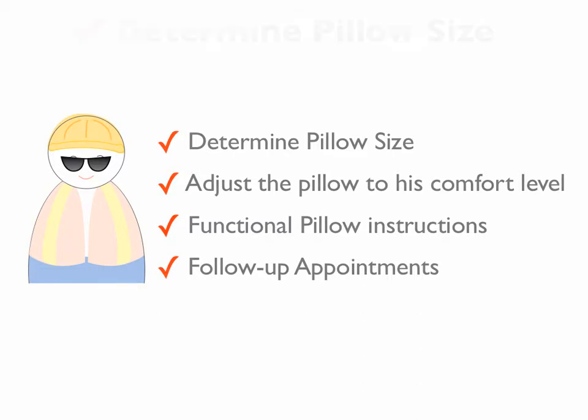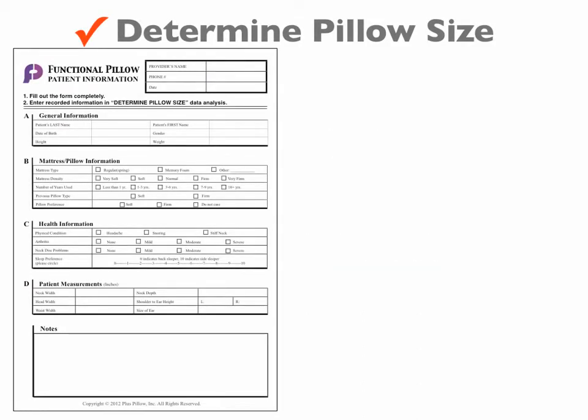In order to determine John's pillow size, we'll need to gather some information on the patient information form. Enter the provider's name, phone number, and date. In Section A, enter John's last name, first name, his date of birth, gender, height, and weight.